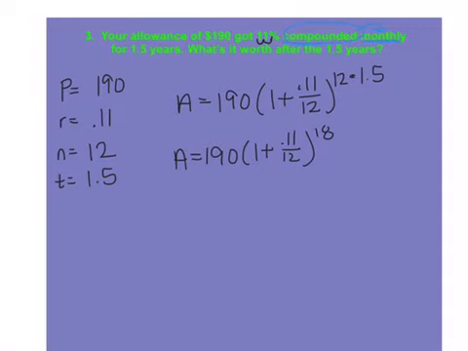Now plug that straight into your calculator. You get A equals 223.916320. And since we're talking about money, we want to round it to the first 2 decimals. Since this is bigger than 1, we're going to round that up. So we get $223.92.